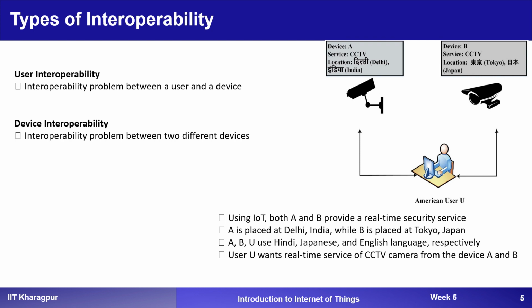And second is your device interoperability. So the interoperability problem between two devices is called your device interoperability. So there might be chances that both the devices are following different standards, right? So to make this possible, device interoperability is necessary.